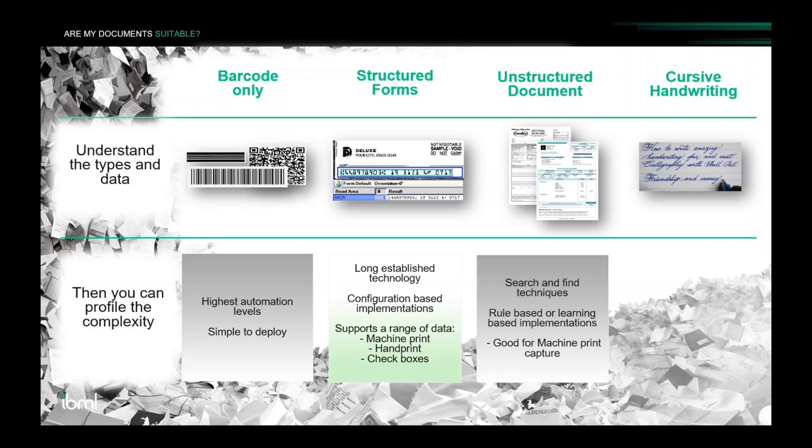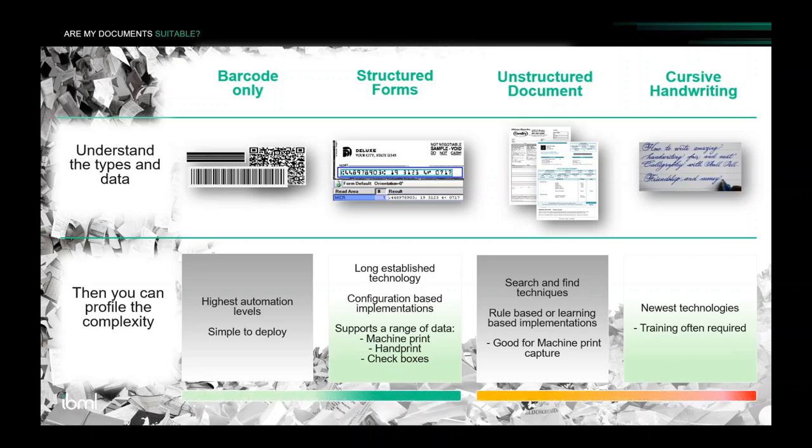Moving on to unstructured, these technologies tend to be very good for machine print capture, but can be more challenging for other data types. It's why I mentioned earlier that the understanding of both the document types and the data is important. Equally with cursive handwriting, these need quite specific technology approaches and newer technologies that often require a different approach and training to get them up and running. So once you've completed your document analysis, you know your volumes, quantities, and processing rules, and have your matrix, you can quickly start to get a feel for how complex your projects might be.